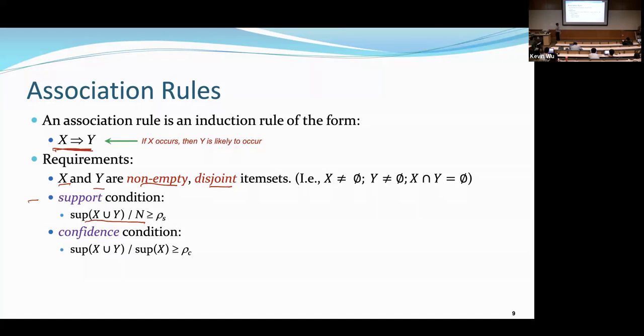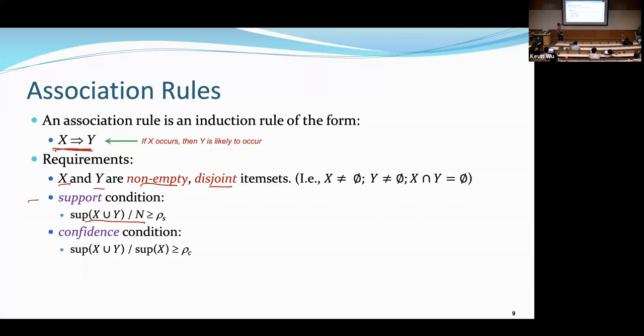Okay, and then the third requirement is called the confidence conditions, and it requires that the support count of X union Y divided by the support count of X be not smaller than another threshold. Here we use rho C to represent that threshold. This is called the confidence threshold.